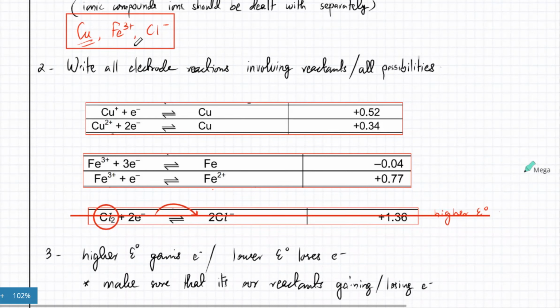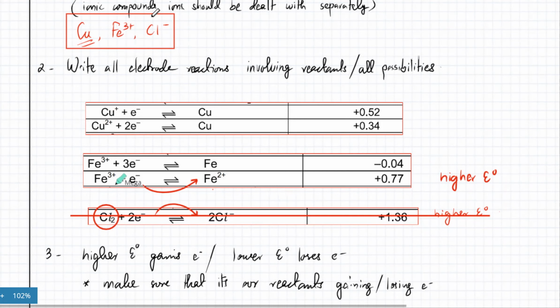So if I ignore that, the high E naught now is this one, 0.77 volts, which means iron 3 plus ions are the ones that are going to gain electrons. They have the highest tendency to actually gain electrons out of the remaining 4. So who's going to gain electrons? It's going to be Fe3 plus. Do I have Fe3 plus? I do have Fe3 plus.